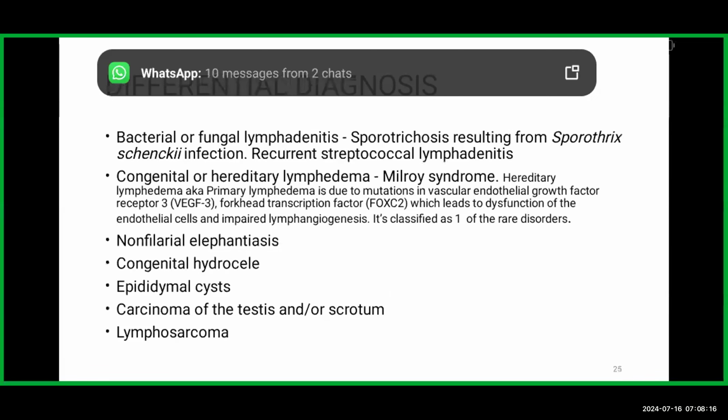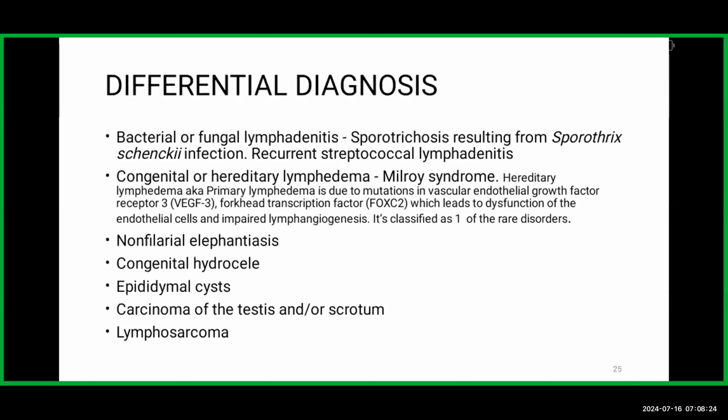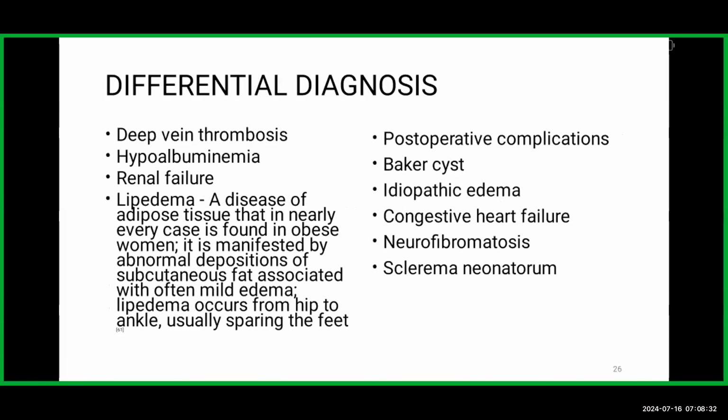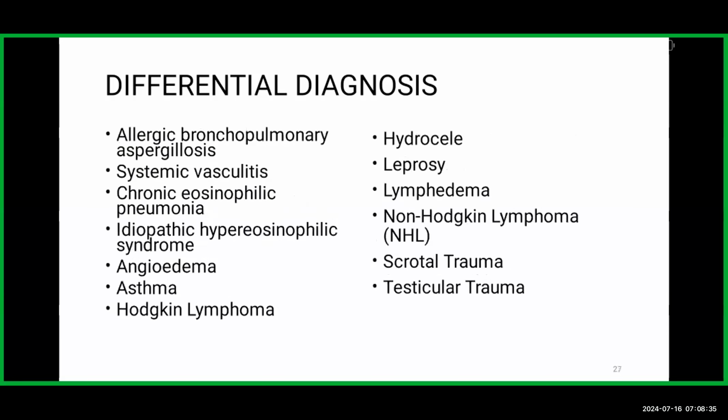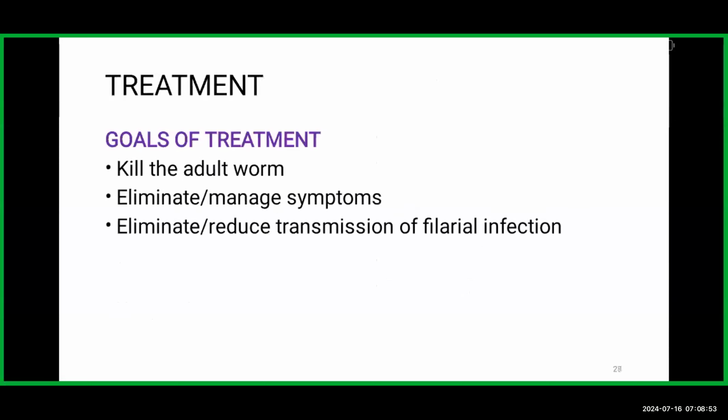Okay, so for the differential diagnosis, there are quite a lot of them. Any condition that presents with swelling of both lower limbs will be considered as a differential diagnosis, and then swelling of the scrotum, like congenital hydrocele, lymphosarcoma, deep vein thrombosis, neurofibromatosis, lipedema, allergic bronchopulmonary aspergillosis because of the tropical pulmonary eosinophilia, other causes of hydrocele, even angioedema, any condition that could cause testicular swelling.